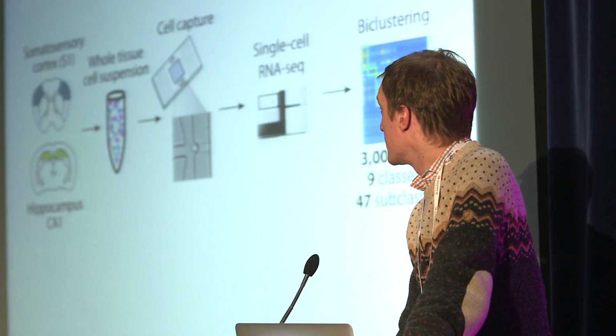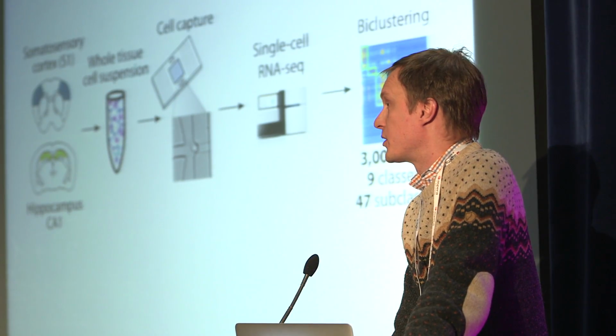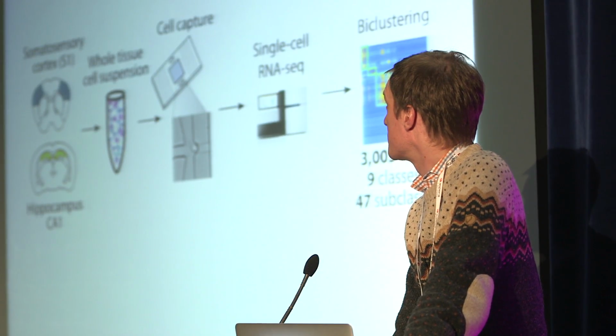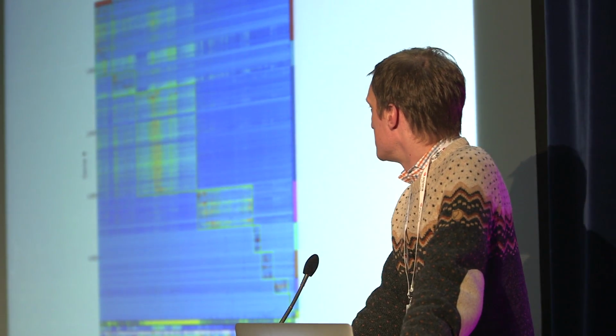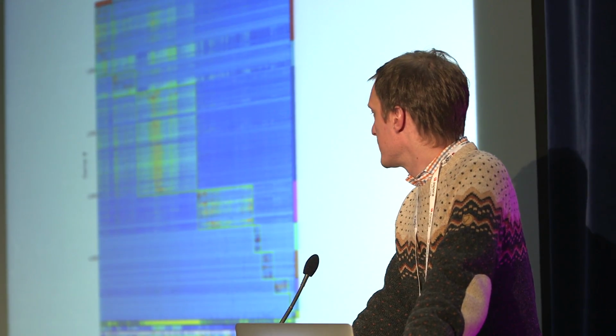Last year we published, I think, our first real landscape of cell types in a tissue. This was from the cortex and hippocampus. This is the raw data, more or less. This is what you get from such an experiment.